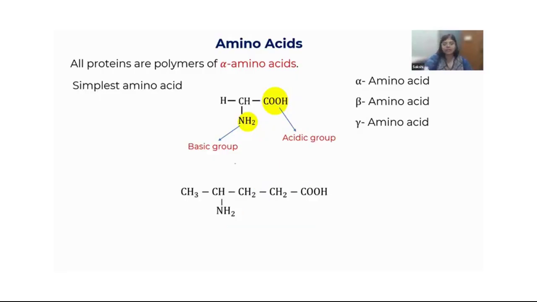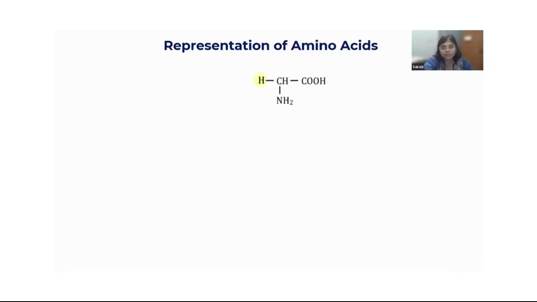Now if it is attached at the third position, this is alpha, this is beta, this is gamma. So we are going to call it a gamma amino acid, right? Okay. So when these amino acids join together, they form a long chain of compound that is known as protein. So let us see the representation of amino acids, like how amino acids are represented.